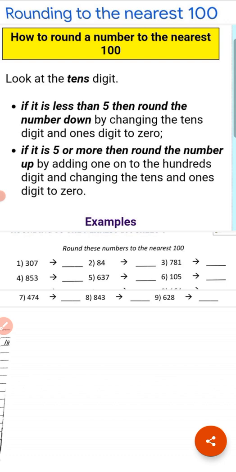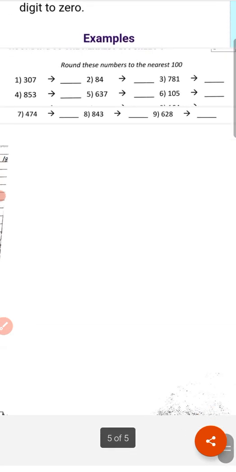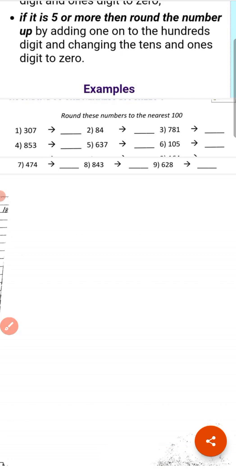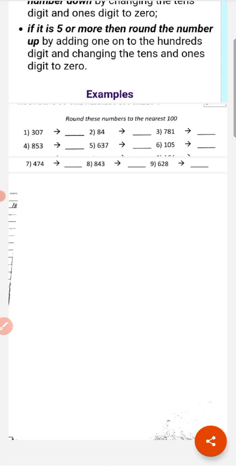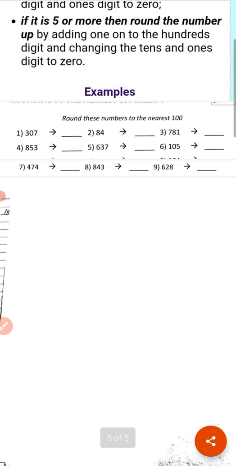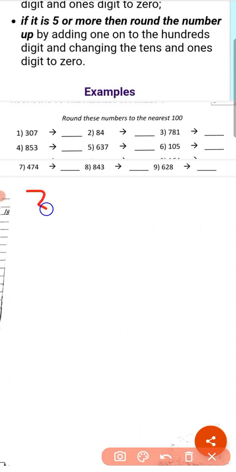Let me explain this, children. Here our first question is 307. Here we are rounding this number to the nearest 100. So look at the tens digit first.